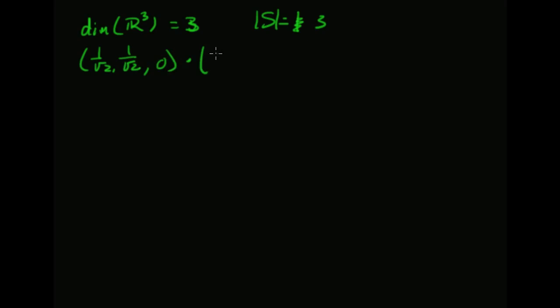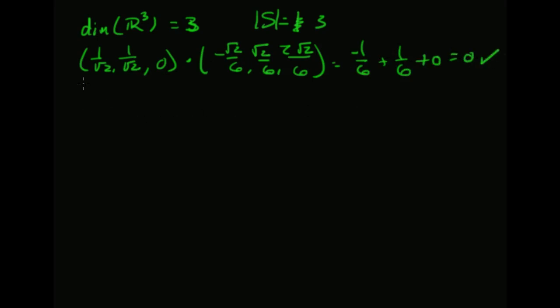The first thing we have to note is that the dimension of R3 is 3, and the size of set S is also 3. So we have the right size here. So now we just have to show orthogonality, and we have to show normality. All right, so orthogonality is 1 over root 2, 1 over root 2, 0 dot negative root 2 over 6, root 2 over 6, 2 root 2 over 6. So this times this is going to be negative 1/6. Times this is 1/6, and then 0 makes that 0, so that's good.